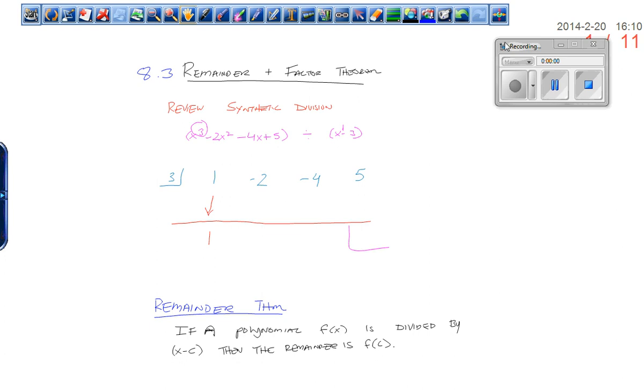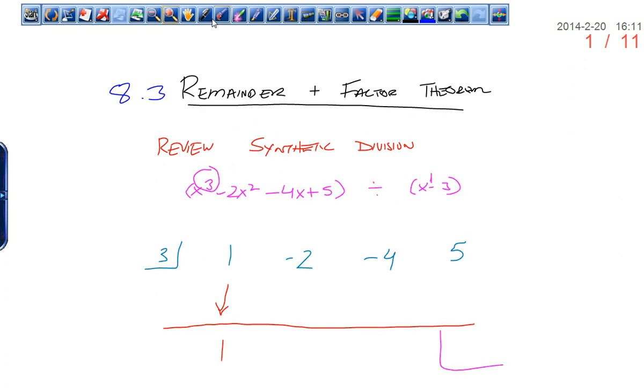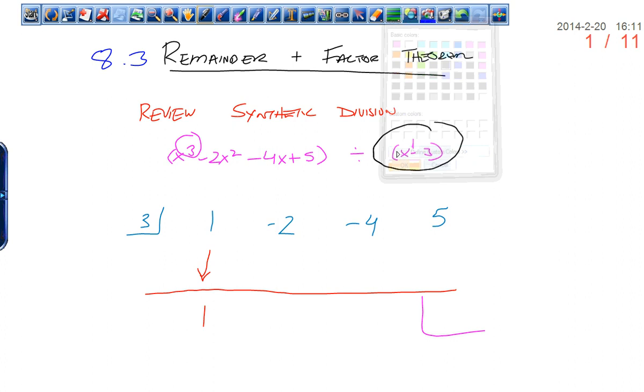All right, boys and girls, we're going to talk about some factor and remainder theorem today. We've got to first review what synthetic division is. Synthetic division takes the coefficients and the opposite number here. So in this case, it's 3.